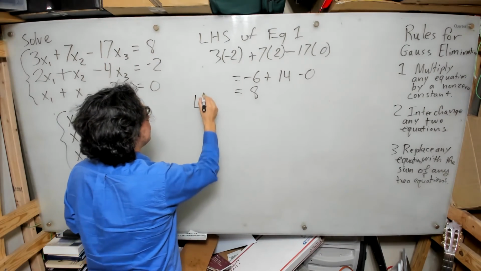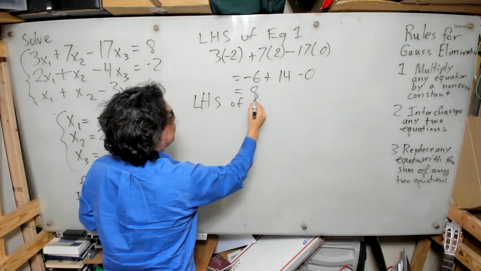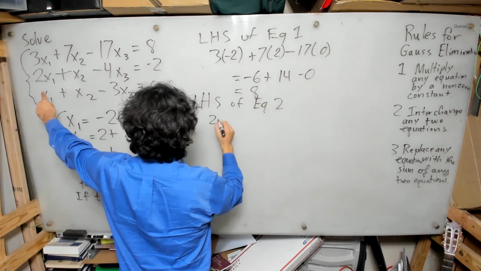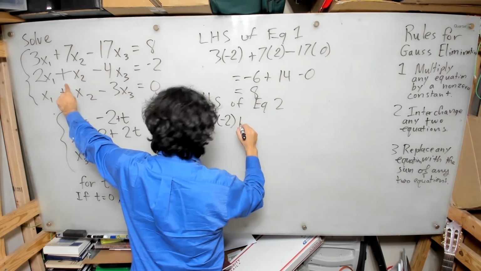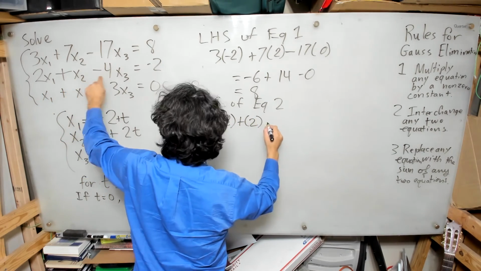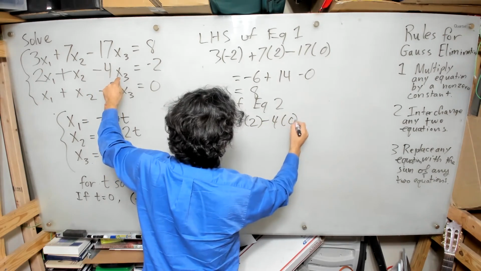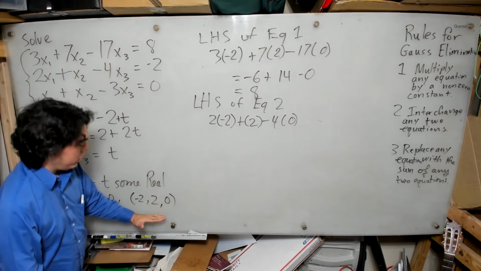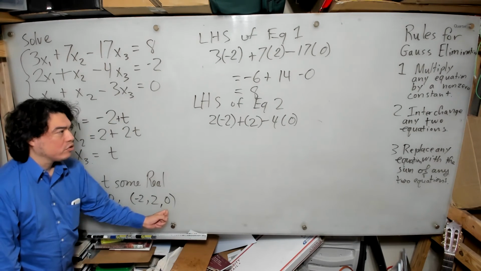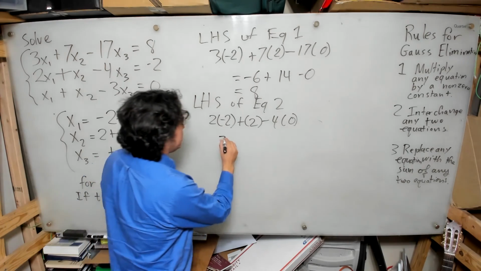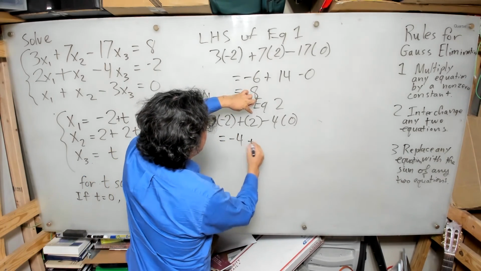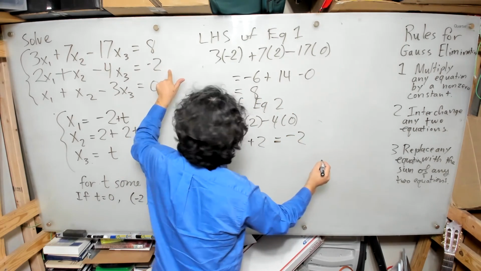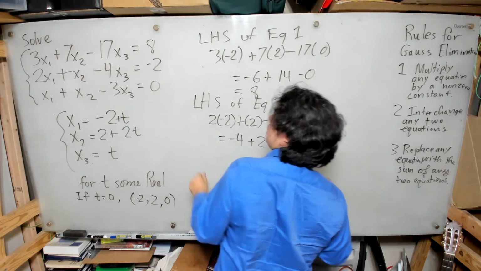How do we test the second equation? The left-hand side of equation 2. By the way, what I'm doing here is double checking, and I want you to develop this habit too. Whenever you can double check an answer, you should, because that's the only way you can know if you're really doing it properly. So now I've copied the left-hand side, but in it I've substituted my x1, my x2, and my x3. 2 times negative 2 is negative 4, plus 2, and then minus 0, which is negative 2. That's exactly what we expected from the right-hand side.